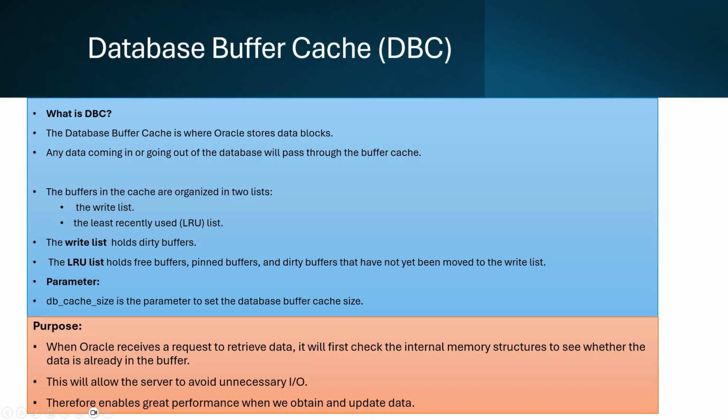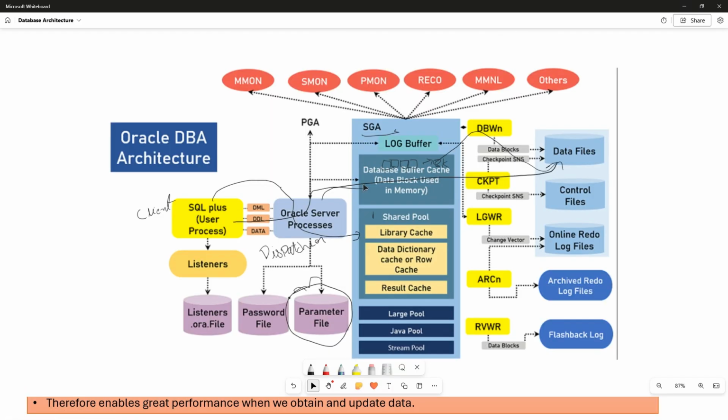I'll talk about the data writer. This is your data writer, which will move the data from the database buffer to the data file. We'll talk about the different cases in which the database writer comes into the picture and takes the data from the database buffer cache to the data file to store it permanently.